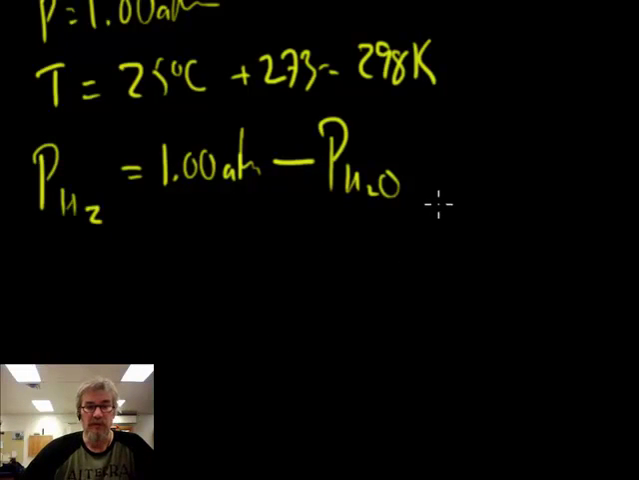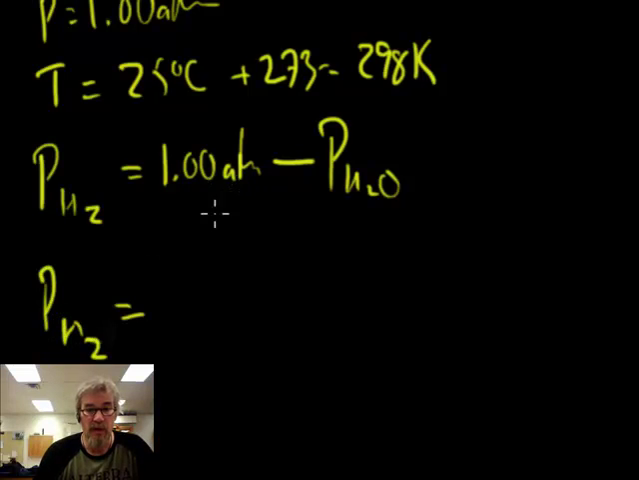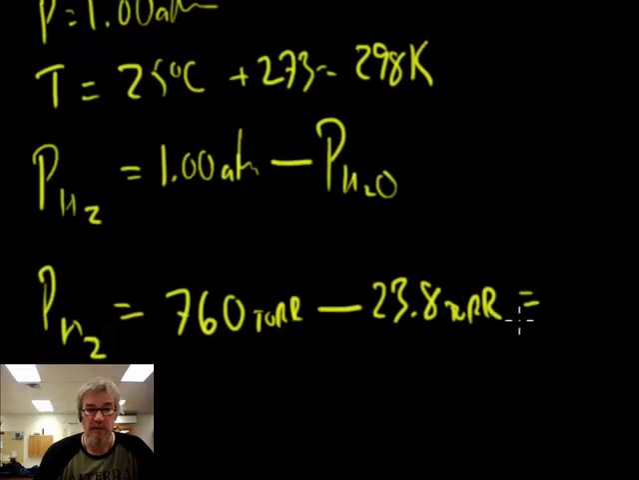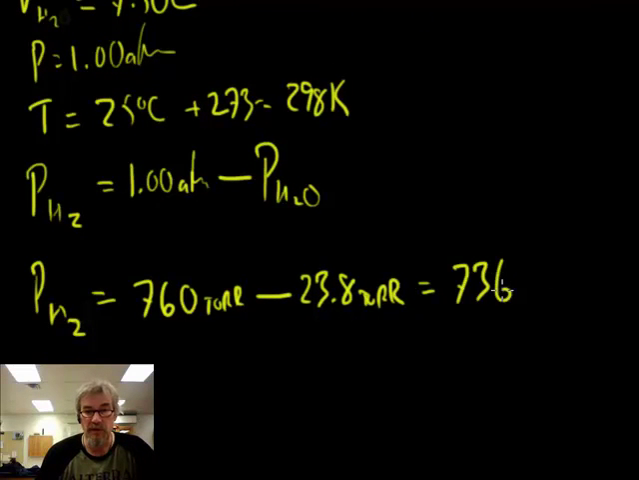Well, this is atmospheres, and the pressure that we found on the internet is in torrs, so let's just rewrite this. Pressure of hydrogen is 1 atmosphere, but we also know that that's 760 torrs, minus the pressure of water, which it said was 23.8 torrs. What's the difference? Well, the pressure of hydrogen is 736 of those 760 torrs. So that's the pressure that we'd have to use when we do our stoichiometry problem.